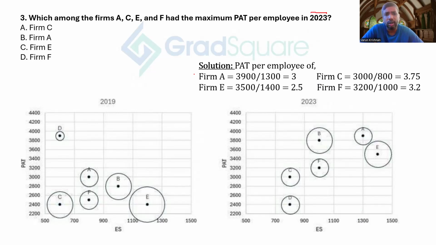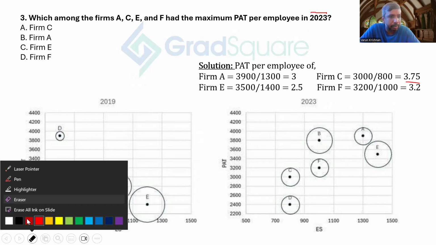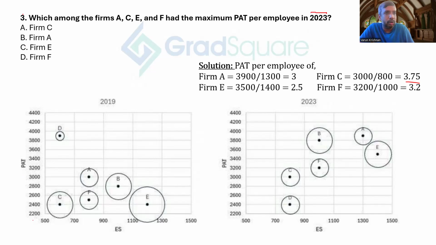Simple division question. That's what makes this set very easy. Clearly, firm C is maximum. So that's why they're asking for maximum. So the answer will be, my bad, I ticked the wrong option here. Answer will be firm C. Option A, firm C, will have the maximum PAT per employee.